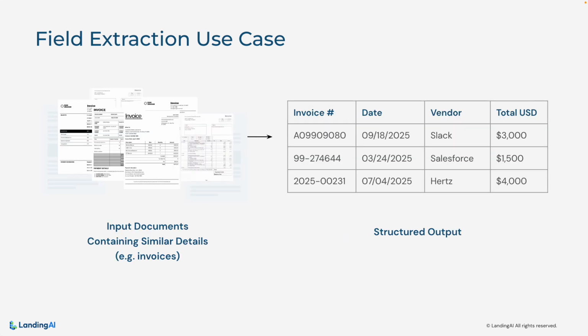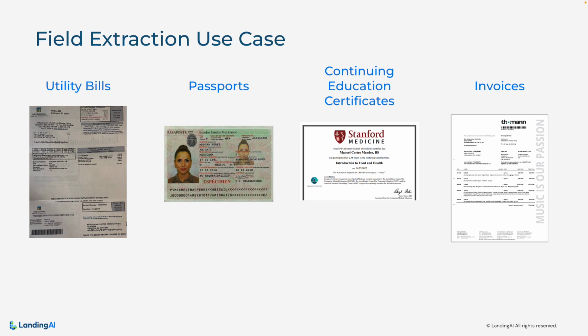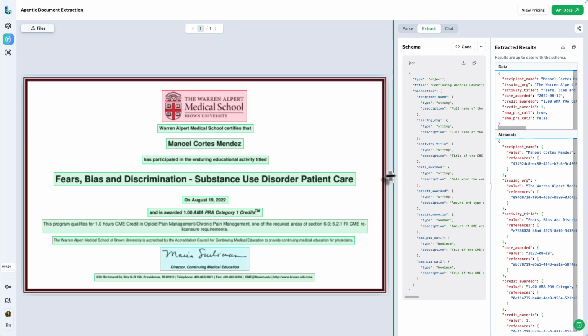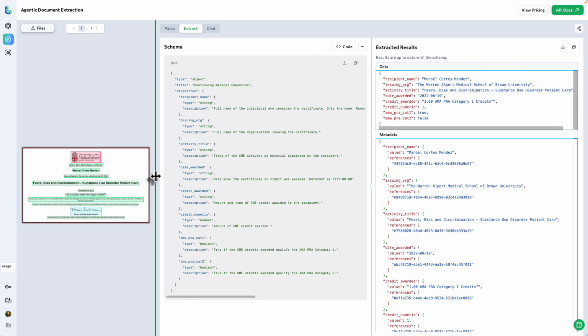Let's see how agentic document extraction accomplishes the task of mapping input documents with similar details to structured output, using these four as our test use cases. For continuing education certificates, I've selected 3 of them to test in the visual playground. I've uploaded this schema, and the schema is requesting just 8 items from the certificate, including the number of credits as a numeric, and Booleans for which particular accreditation categories it belongs to.